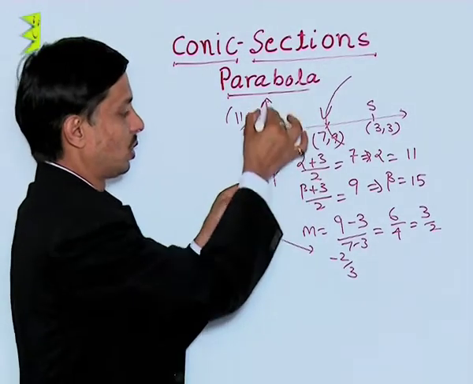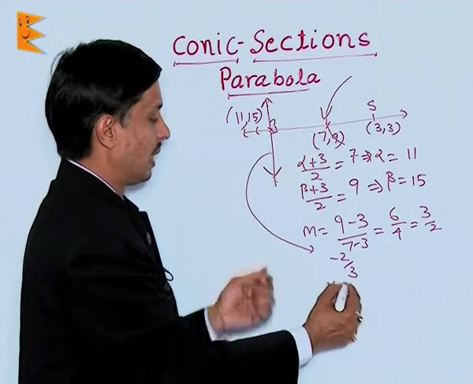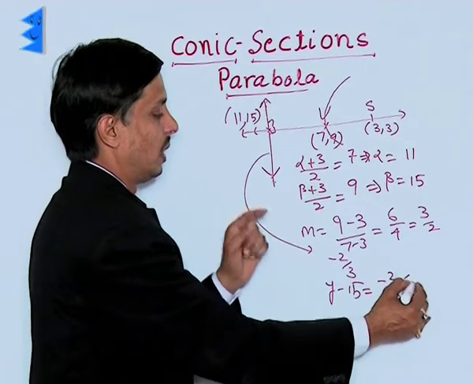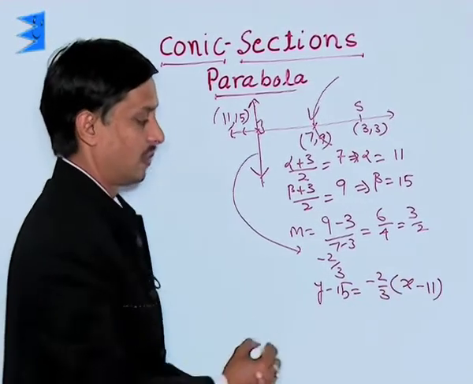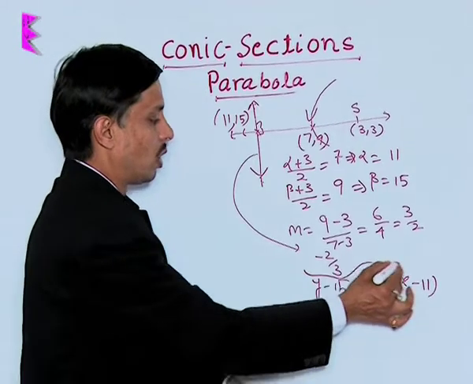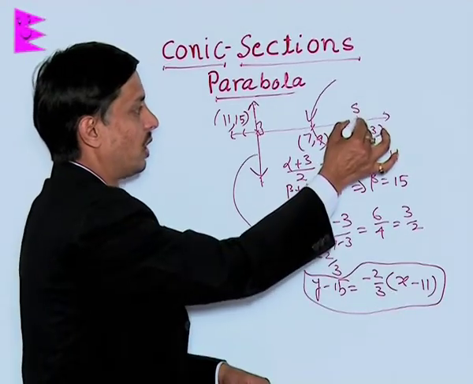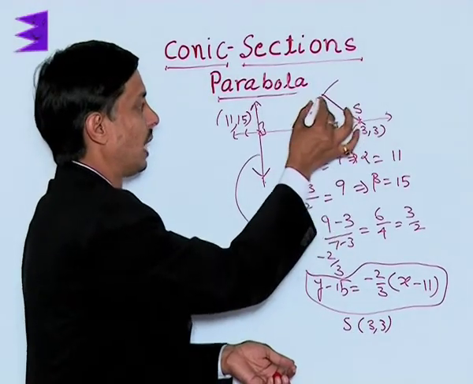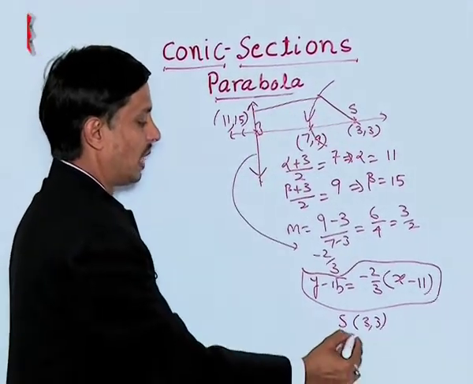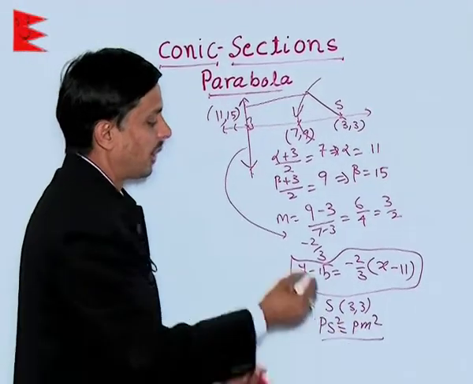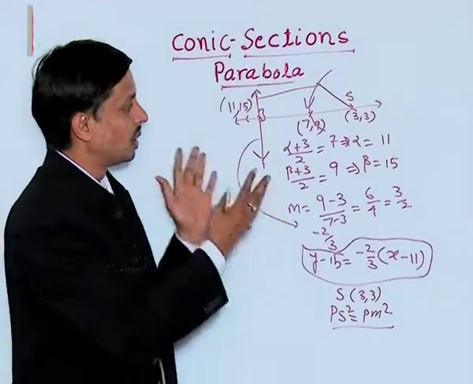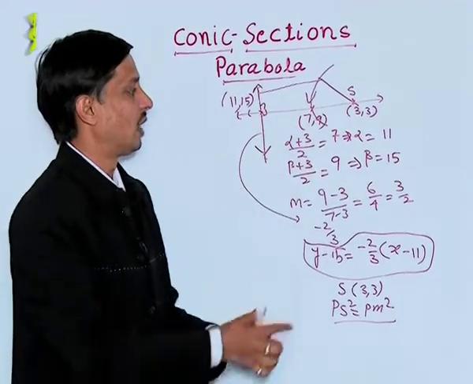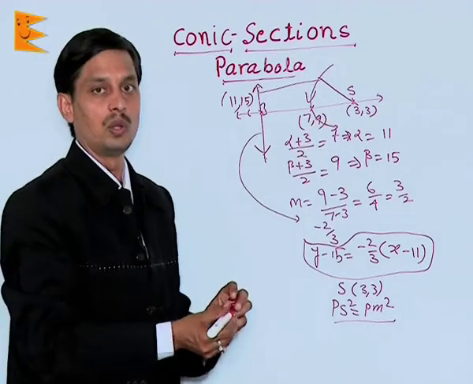So we can obtain the equation of this directrix: y minus y1, that is 15, is equal to m times (x minus x1), that is 11. So we have obtained the equation of the directrix. We have the coordinates of the focus, 3, 3. So if we apply the method of PS square equals PM square, quite comfortably we can obtain the equation of that parabola whose focus 3, 3 and vertex 7, 9 is given to us.